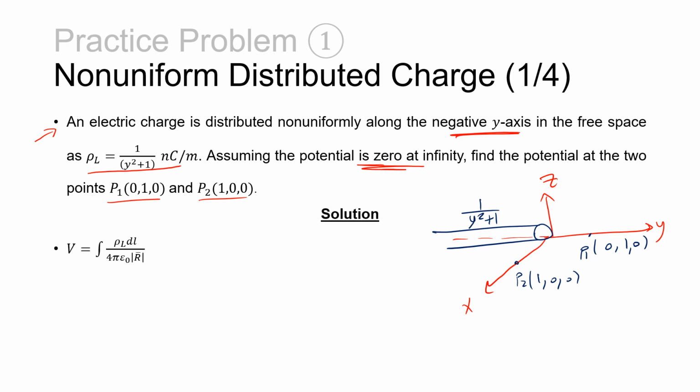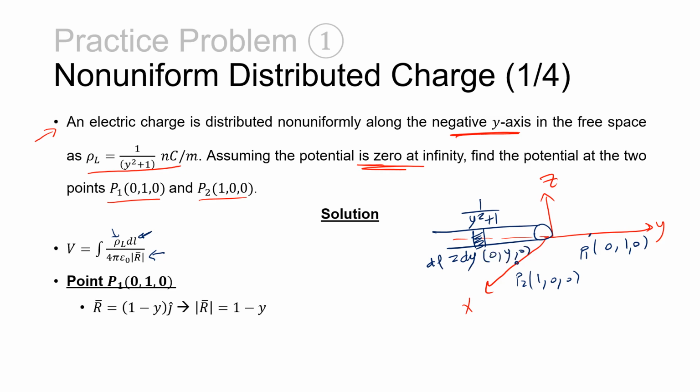Two things are missing, dl and r, because rho_L is given. If we take an element here dy, then our dl will be equal to dy. Assume this point is (0, y, 0). For the first point, we calculate r equal to 0 minus 0, which is 0, 1 minus y, which gives 1 minus y in the j direction, and 0 minus 0, which gives 0. The magnitude is simply 1 minus y.